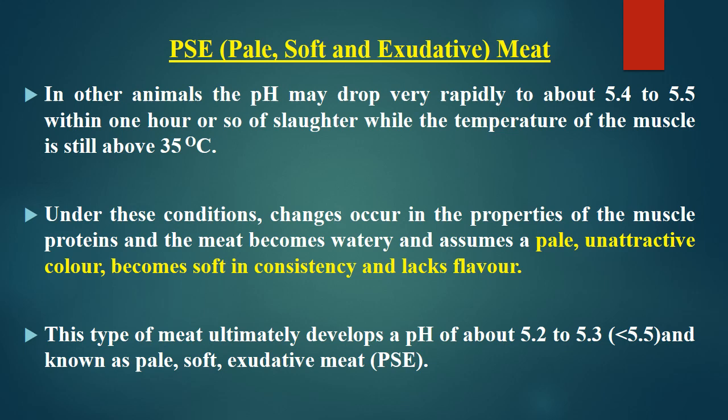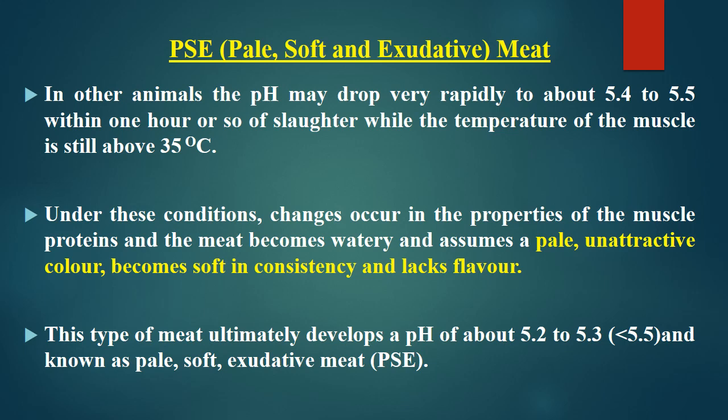So this type of meat ultimately develops a pH of about 5.2 to 5.3, even below the normal ultimate pH, and that is known as pale, soft, exudative meat. So the cause of this condition is acute stress just before slaughter. If there is acute stress just before slaughter, that will cause very quick glycolysis and will continue after slaughter, leading to a very quick fall of pH.